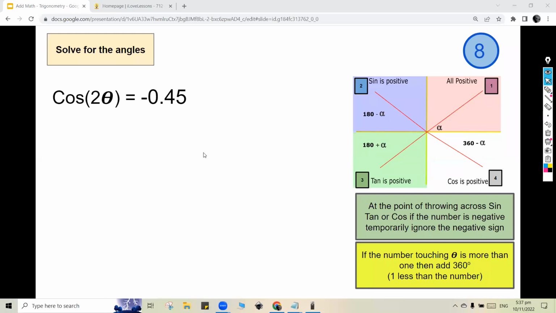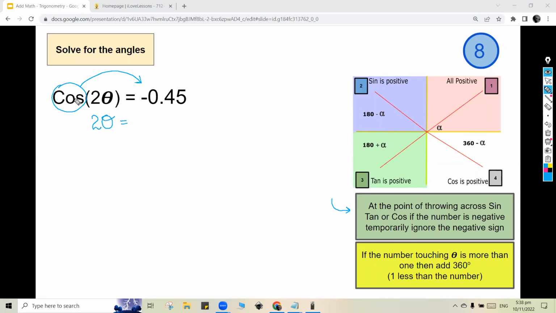Best way to do this is just to show you. So we want to solve for theta. The 2 is being held hostage by the cosine, right? So you can't touch the 2 as yet, which means you have to throw across the cosine. So when you throw across cosine and it's landing here, he says, whoa, whoa, wait up. That's a negative number I am falling on, which means we have to apply the rule in the green box.